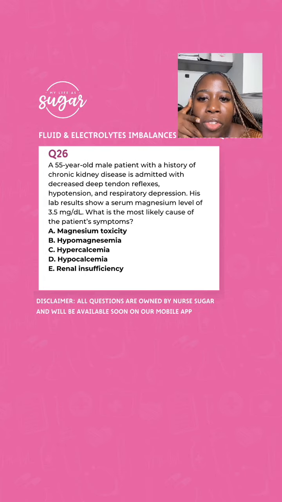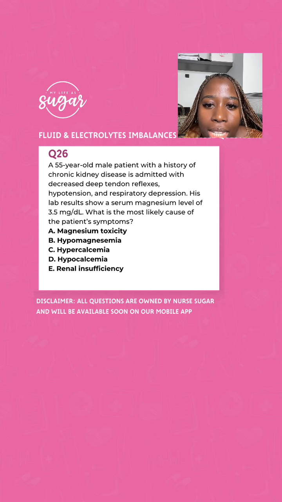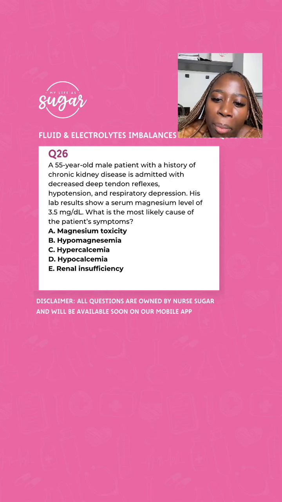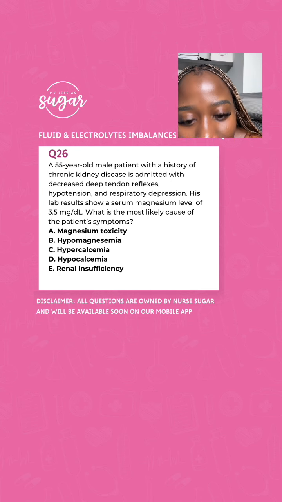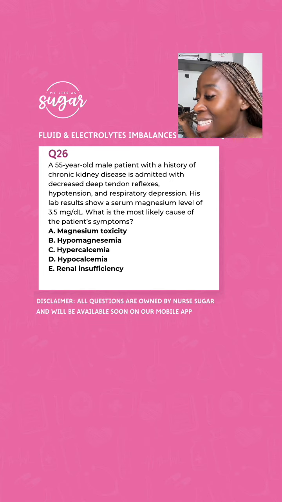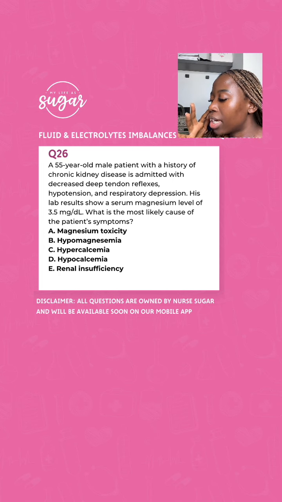I love it. Okay. 55-year-old male patient. They have history of CKD. They are admitted with decreased deep tendon reflexes. They have hypotension. They have respiratory depression. His lab result shows a serum magnesium level of 3.5. What is the most likely cause of this patient's symptoms? What is going on with this patient? Magnesium toxicity. Yay. Yes, you got it. Let me read it. Due to CKD. Yeah. So that's exactly my rationale. Actually, yeah, because of renal insufficiency, they can't get rid of their magnesium.